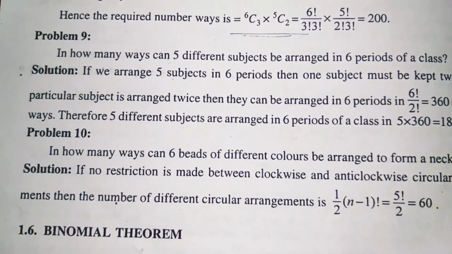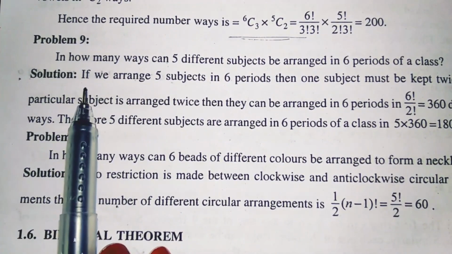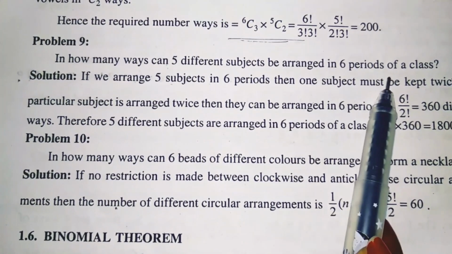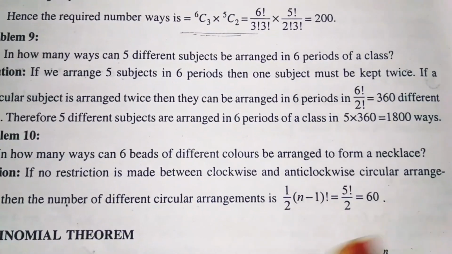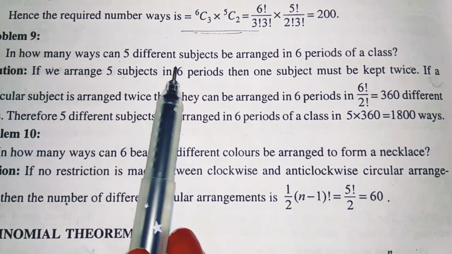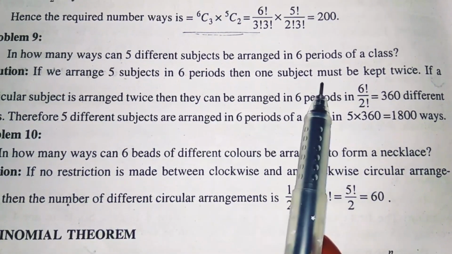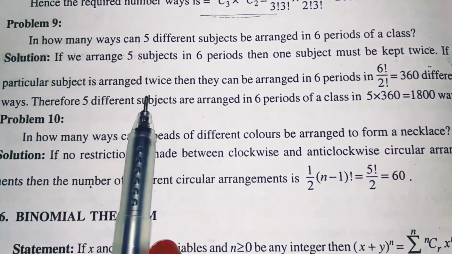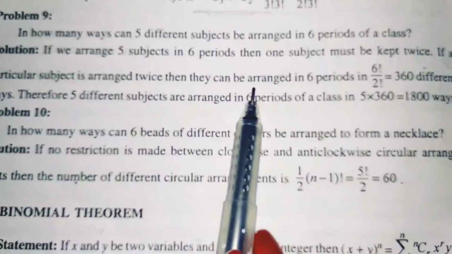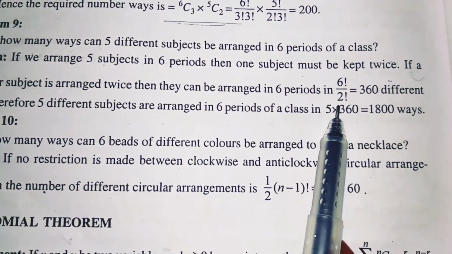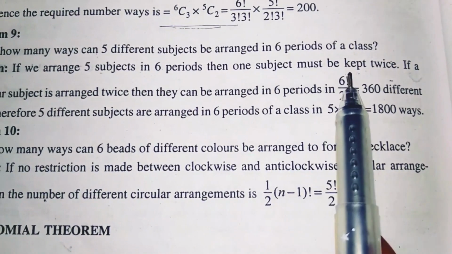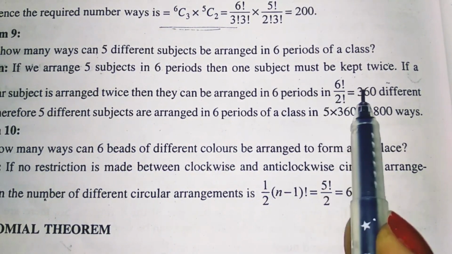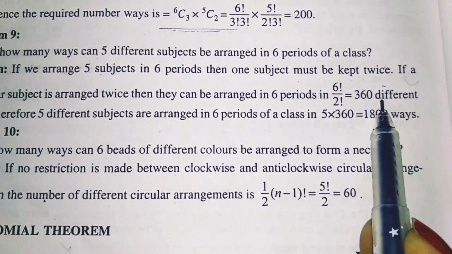Next one is, in how many ways can 5 different subjects be arranged in 6 periods of a class? So, if we arrange 5 subjects in 6 periods, then one subject must be kept twice. If a particular subject is arranged twice, then they can be arranged in 6 periods in 6 factorial by 2 factorial ways, because 6 is the total number of periods, and there one subject is repeated 2 times. That's why 6 factorial by 2 factorial, and this is the total answer.